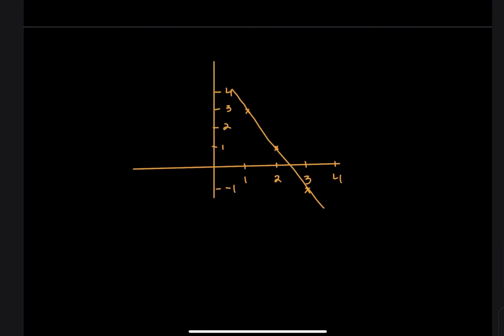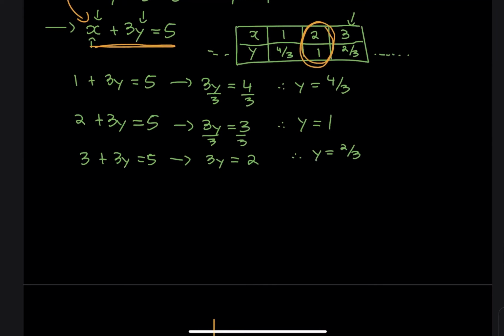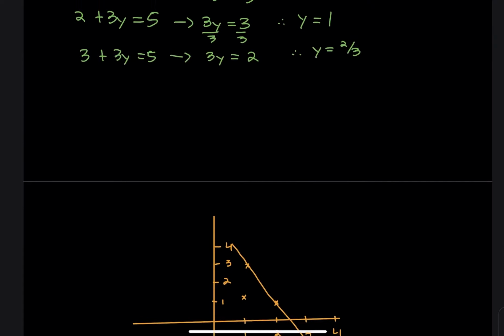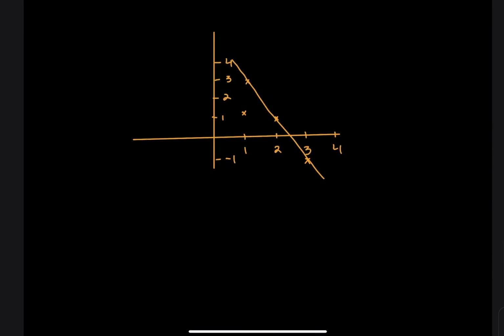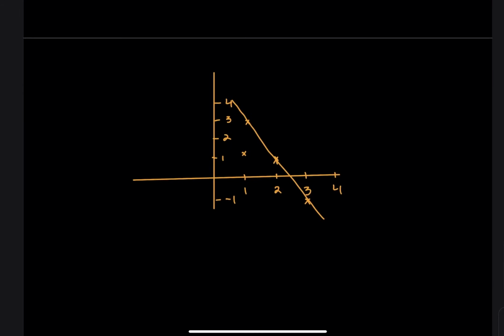Now the second equation, which is this one here, if I was to plot this on a graph, I would get 1 and 4 over 3. 4 over 3 is 1.33 and so on, right? So 1 and 1.33, which would come somewhere there. Then you get 2 and 1, which would be there, and you get 3 and 2 over 3. 2 over 3 is like 0.67. So 3 and 0.67. This would also be a straight line.